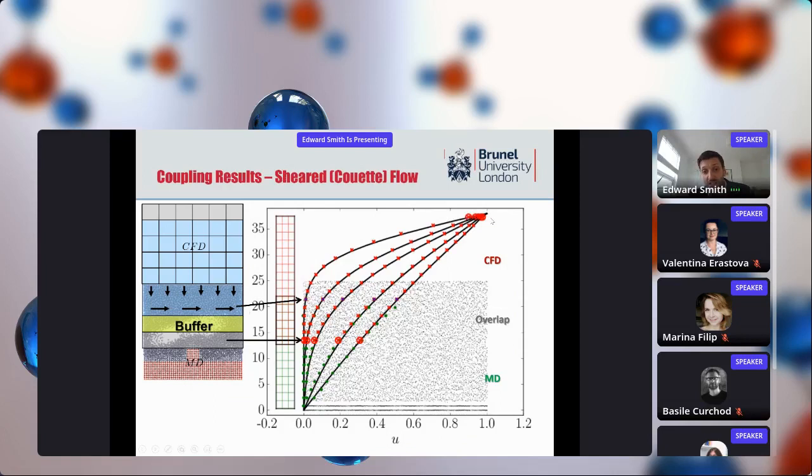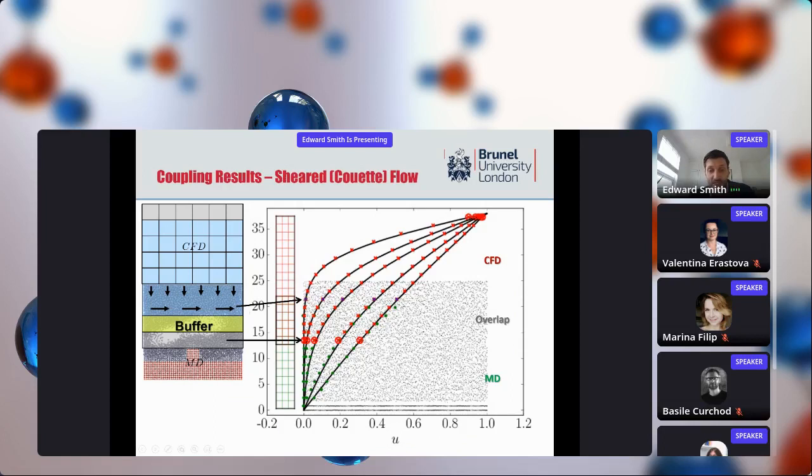And what you can see here, the black lines are kind of the analytical solution. The red points are the CFD, the values in each of these cells. The green points are the average velocity of the MD here. And what you can see is, the bottom of the CFD, the boundary condition is obtained from the average of the molecular system. So we essentially get the average of the molecular system here, and that's giving the bottom boundary condition. And then we're constraining our MD to be the same as the CFD, and the whole system evolves together.